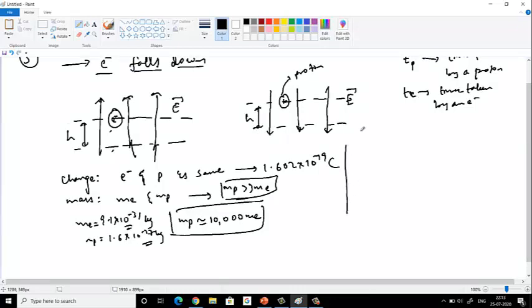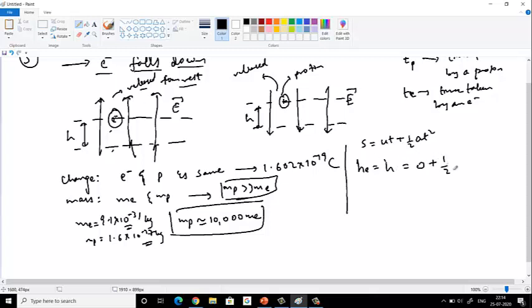If both of them are released from rest, released means initial velocity is 0. So in both cases initial velocity is 0. You have to use simple kinematics: S is equal to ut plus half at square. Let us consider the electron. The distance traveled by the electron is H. H is equal to 0 plus half into acceleration of the electron into time taken by the electron squared, because u is 0 for both.